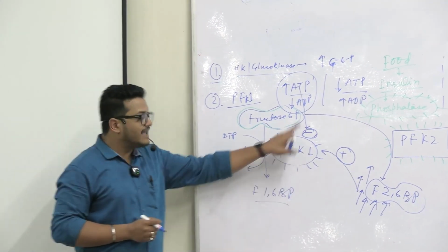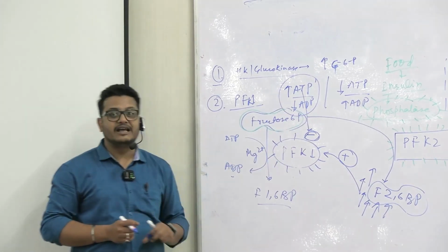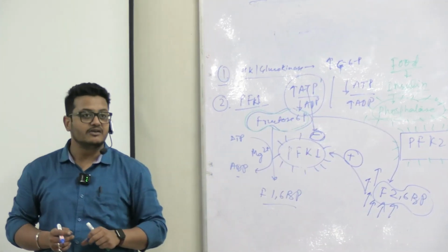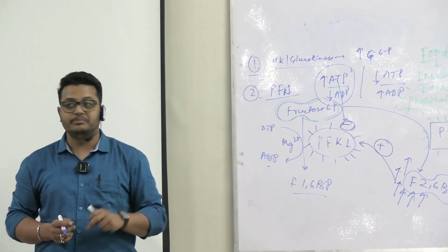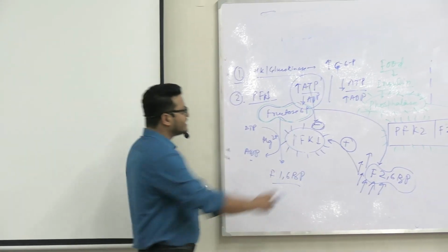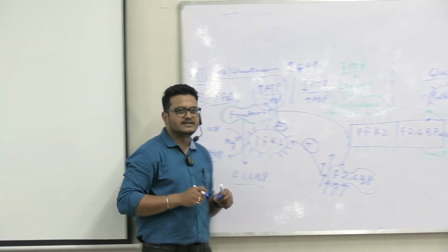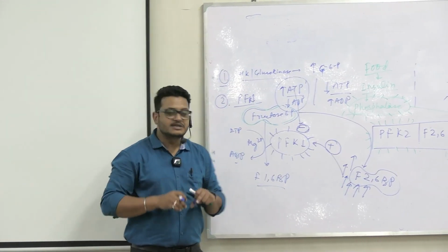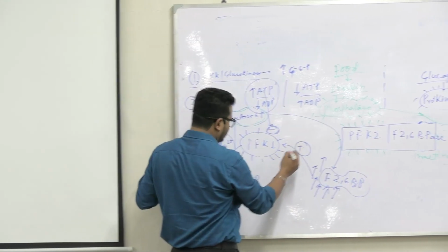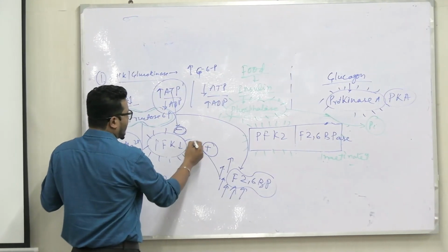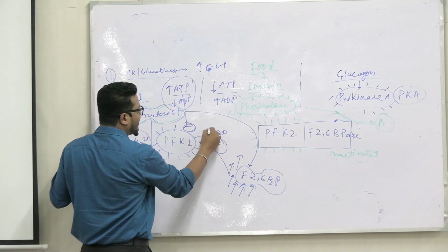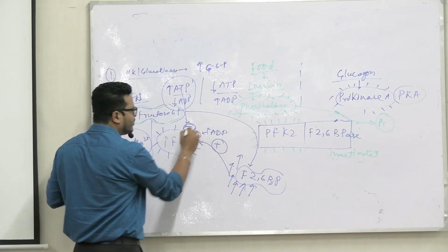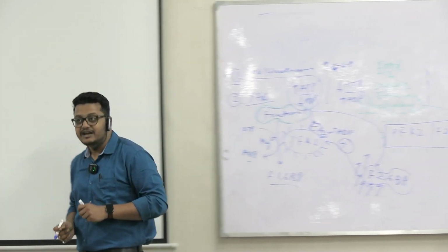Now scenario number 2, the cell is not having enough energy. The cell is hungry for energy. It requires a lot of ATP. That's why the concentration of ATP is low, a low energy state of the cell. In that situation, a lower concentration of ATP, or you can say a higher concentration of ADP, will act as a positive modifier of PFK1. It will activate PFK1 positively. Am I clear to all of you?